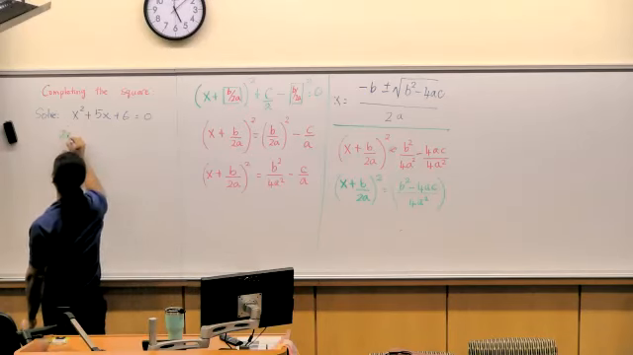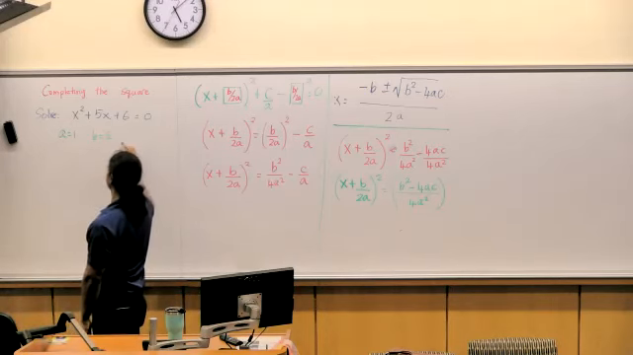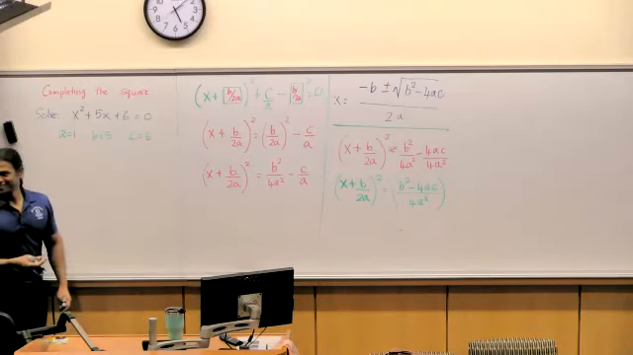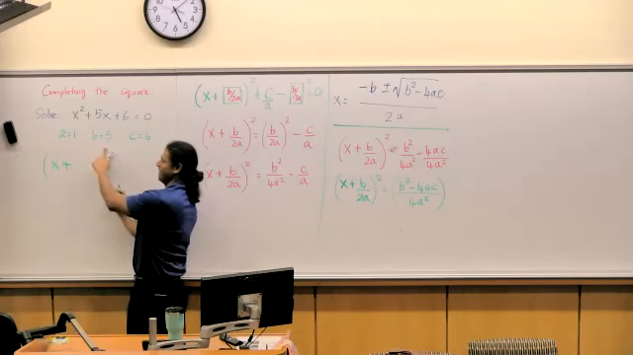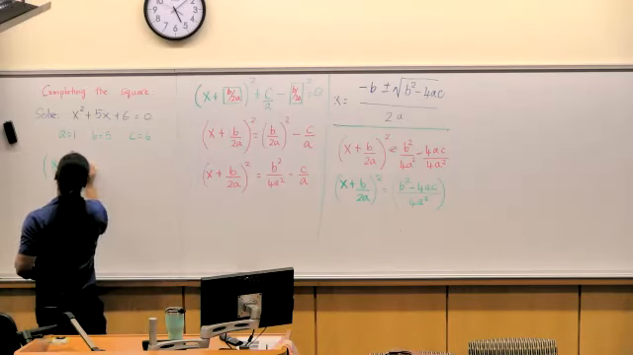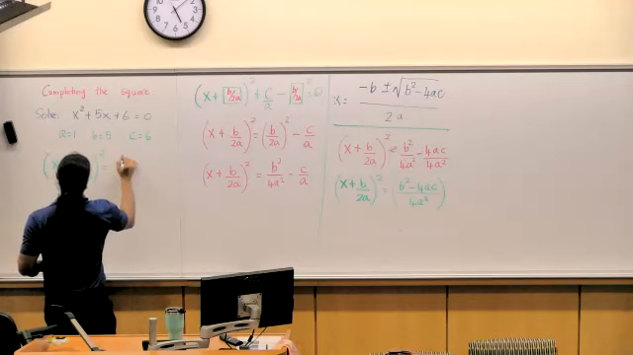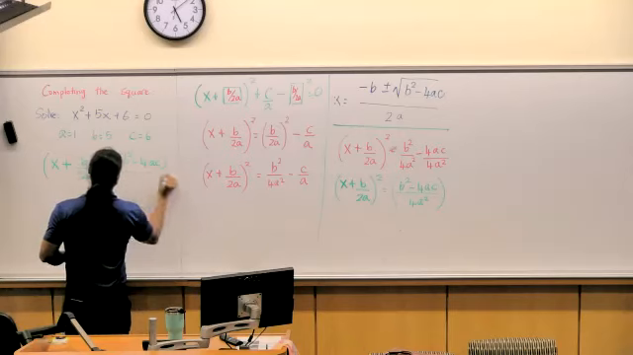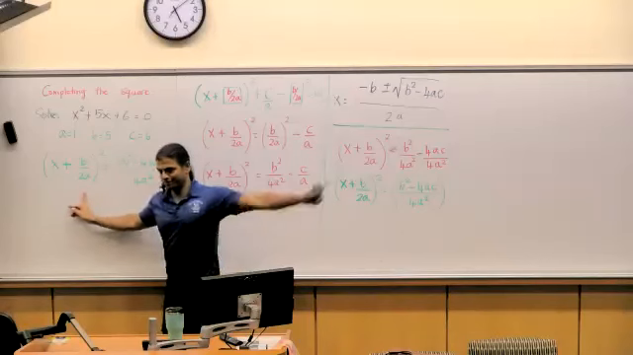1. What is the value of B? 5. What is the value of C? 6. D? 0. Okay, thank you. Someone's paying attention. So x plus b over 2a squared would equal b squared minus 4ac divided by 4a squared. That is the completed version over there.